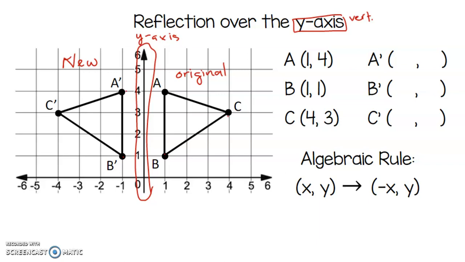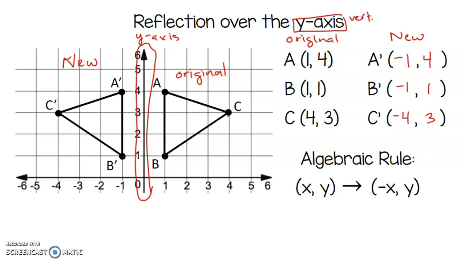Okay, so let's look at what this means for our coordinates. We have our original points already on our paper, and let's look at the coordinates for our new shape, our image here. So A prime is at -1, 4. B prime is at -1, 1. And C prime is at -4, 3.